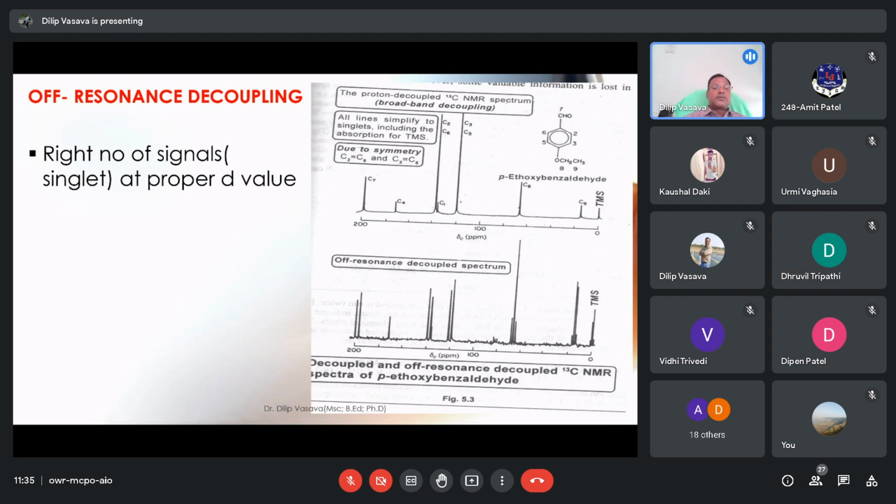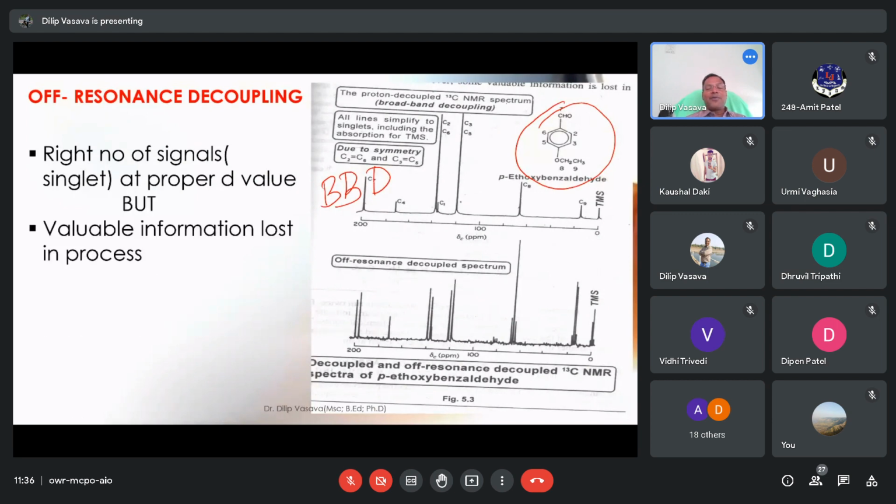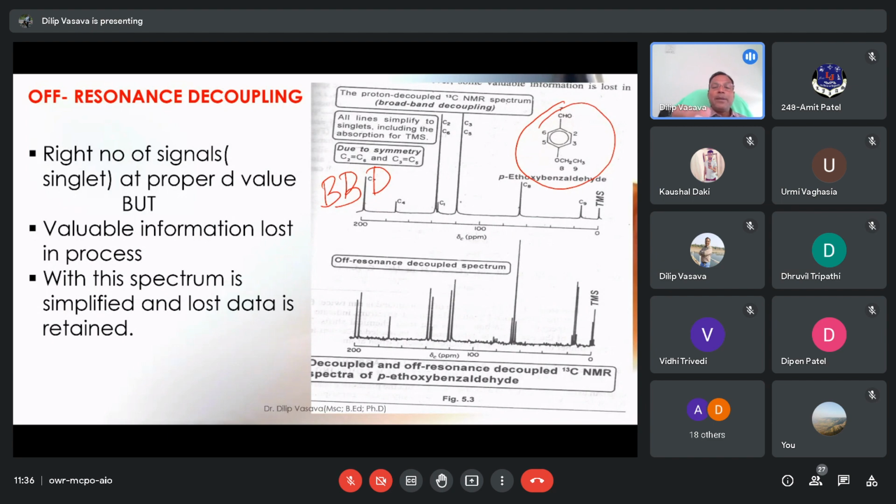So here the molecule is given, that is the benzaldehyde, the ethoxybenzaldehyde, where the values are given. Now just look at this: this is the decoupled, you can say the BBD graph, whereas this is the off resonance decoupled spectrum. So what do you observe? In BBD so many things are removed, but the lost data can be retained in the off resonance decoupled spectrum.